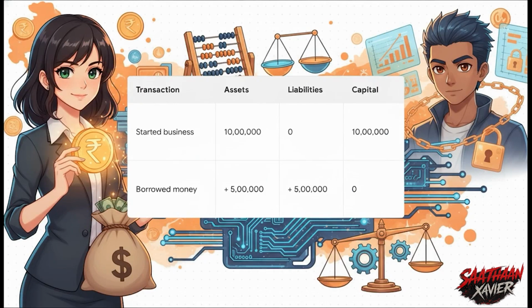Let's walk through a real-world example to really visualize this. Imagine an owner starts a business by putting in 10 lakh rupees in cash. Under assets, our cash goes up by 10 lakh. On the flip side, owner's capital goes up by 10 lakh. It perfectly balances. Now, let's say the business borrows 5 lakh rupees from a bank. Our cash asset increases by another 5 lakh, but simultaneously, a liability of 5 lakh is created. If you add it all up, we have 15 lakh in assets, which perfectly equals 5 lakh in liabilities plus 10 lakh in capital. No matter what crazy transaction happens, this equation will always hold true.